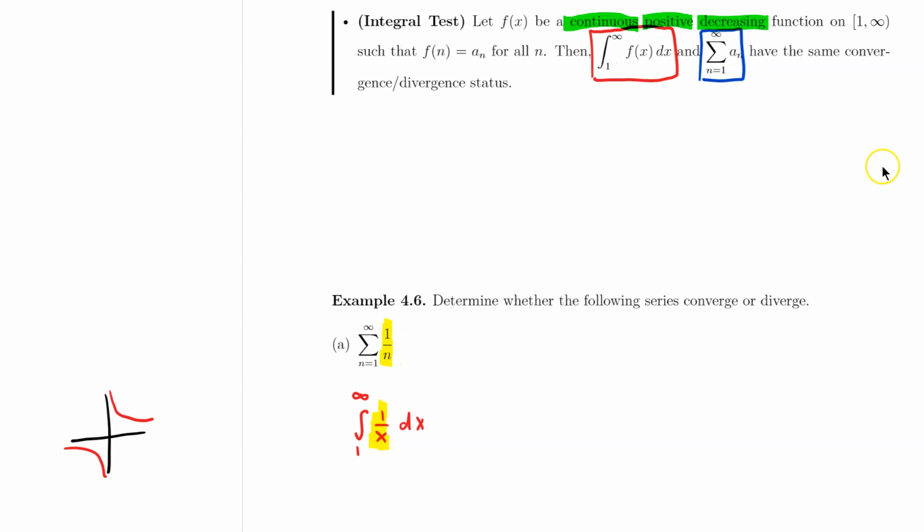Now, on the interval 1 to infinity, this is definitely a continuous function. It is also positive, the whole time on the interval of 1 to infinity, so 1 to infinity is about here. So my function is continuous, positive, and it is also decreasing. So my function 1 over x meets all the requirements that we have here, and I can now go ahead and use the integral test.